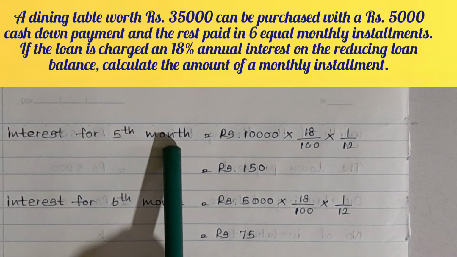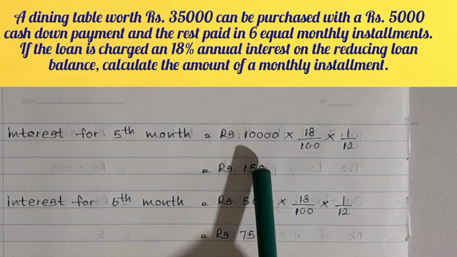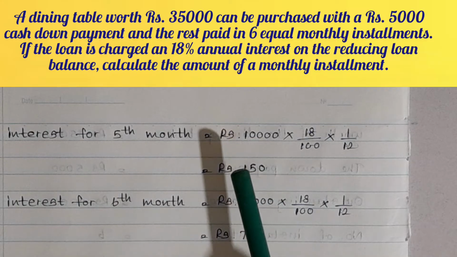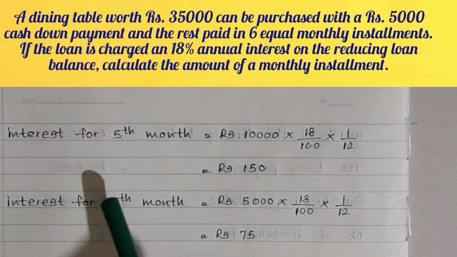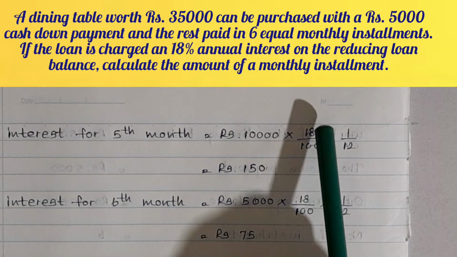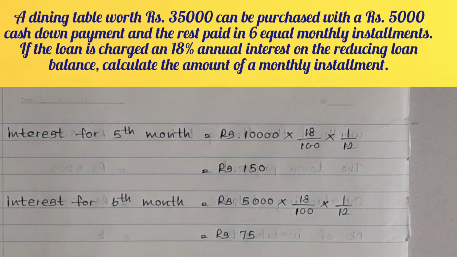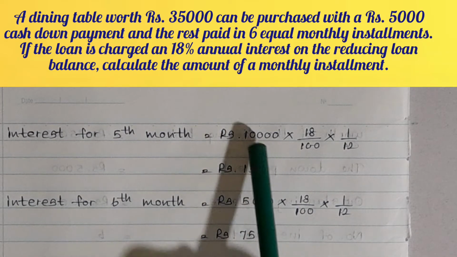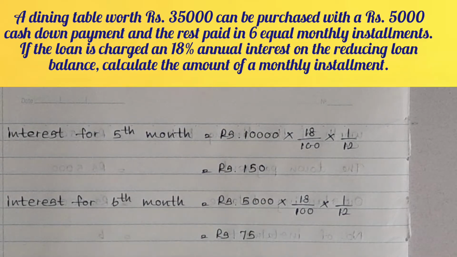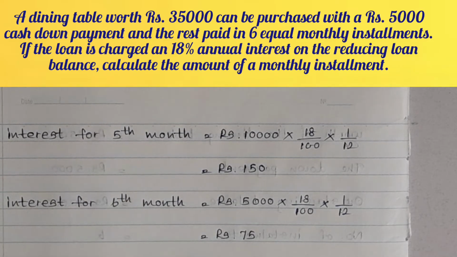Then interest for fifth month can be found by 10,000. Now the amount is 10,000, as 5,000 is subtracted in each month. So 10,000 multiplied by 18 over 100 multiplied by 1 over 12. Then the amount is 150 rupees. Then interest for the 6th month can be found by 5,000. Now another 5,000 is subtracted from this amount. Then the amount is 5,000. 5,000 multiplied by 18 over 100 multiplied by 1 over 12. Then 75 rupees is the interest for the 6th month.